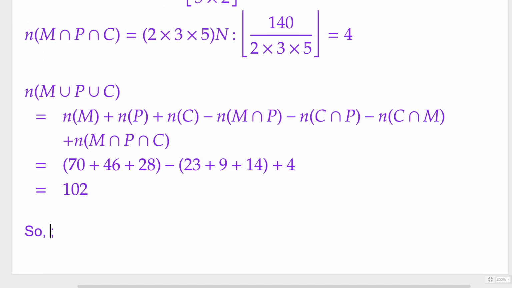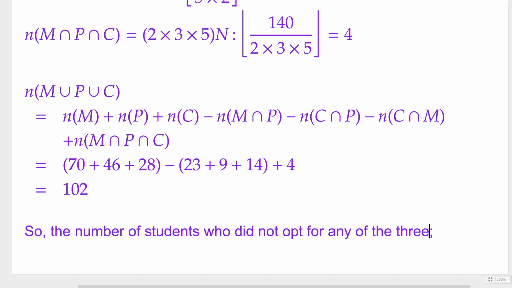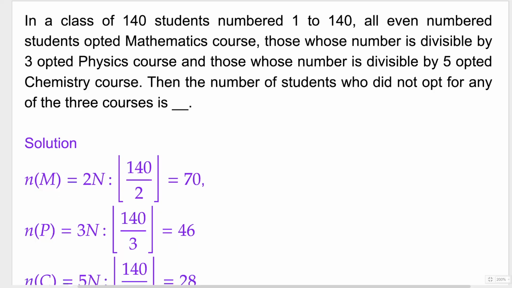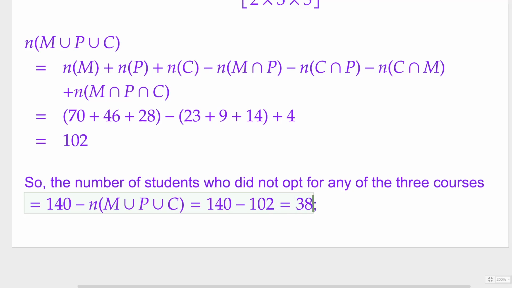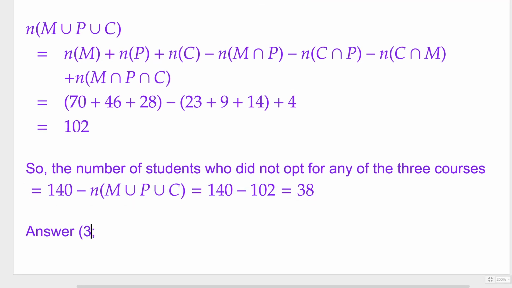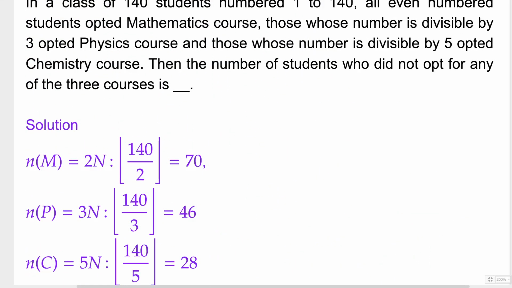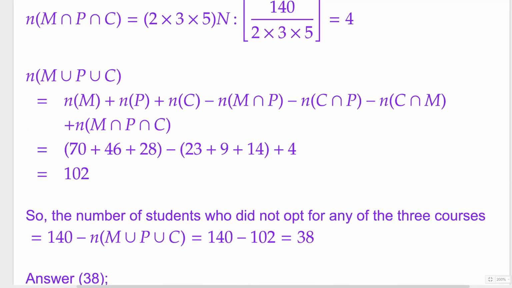So the number of students who did not opt for any of the three courses: in the universal set we had a total of 140, as given in the problem statement. So 140 minus the computed number of elements in M union P union C, that is 140 minus 102, which is nothing but 38. So 38 is the answer for this problem statement. There are 38 such students who did not opt for any of the three courses. I hope it is clear to everyone.